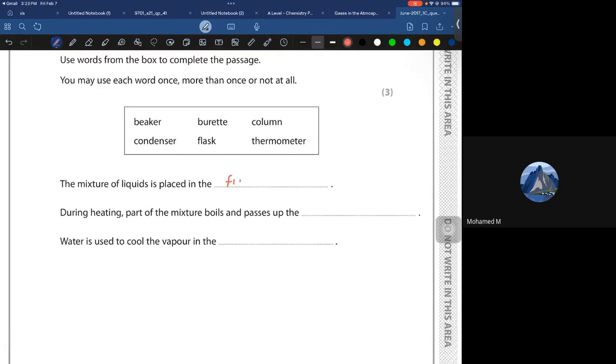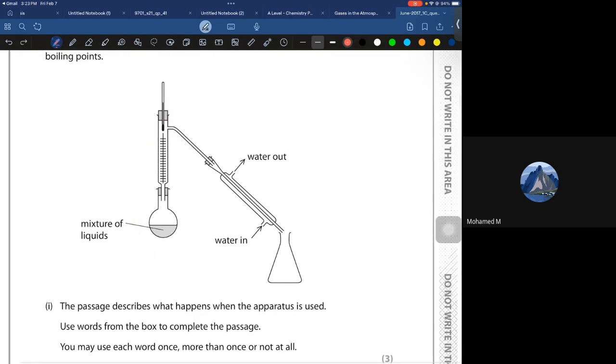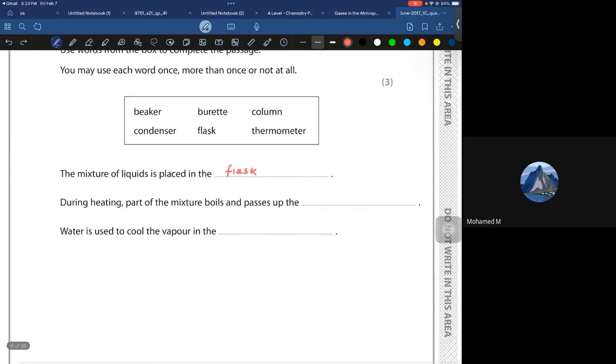During heating, part of the mixture boils and passes up the column. That's it. That is the fractionating column. Water is used to cool the vapor in the condenser. Good.